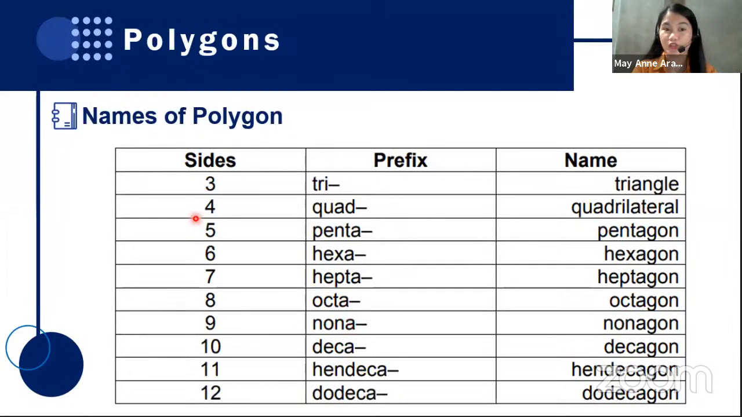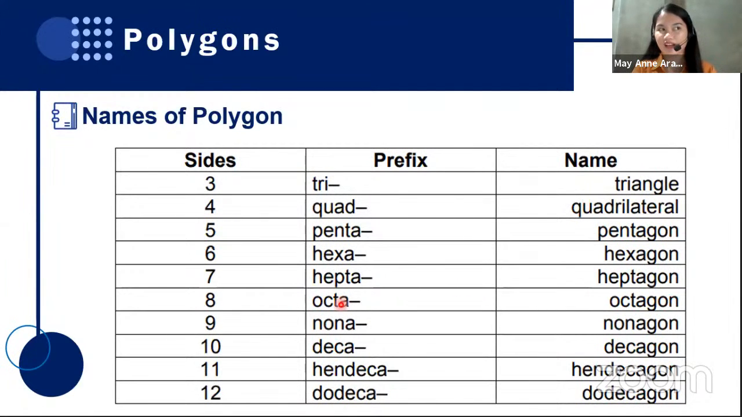Names of polygons. I know you're familiar with this. For 3 sides, the name is triangle. For 4, we have the prefix quad, quadrilateral. For 5, we have penta, pentagon. And 6, hexa, hexagon. 7, heptagon. Okay, don't be confused here. For 6, we have hex, hexagon. And for 7, hepta, heptagon.